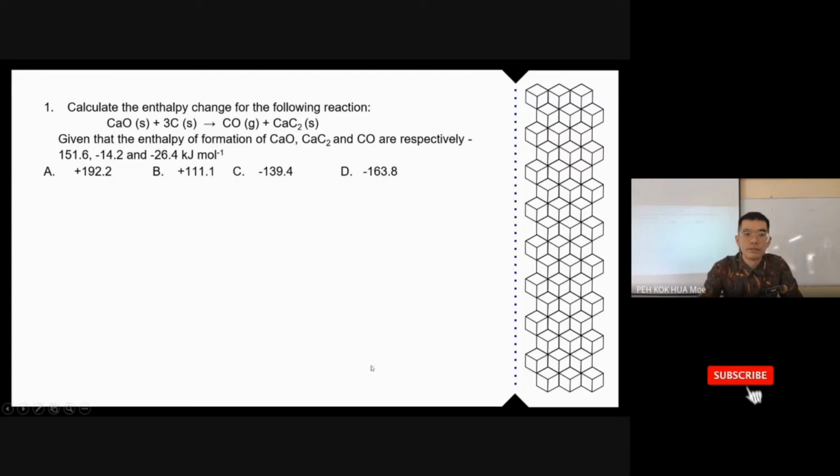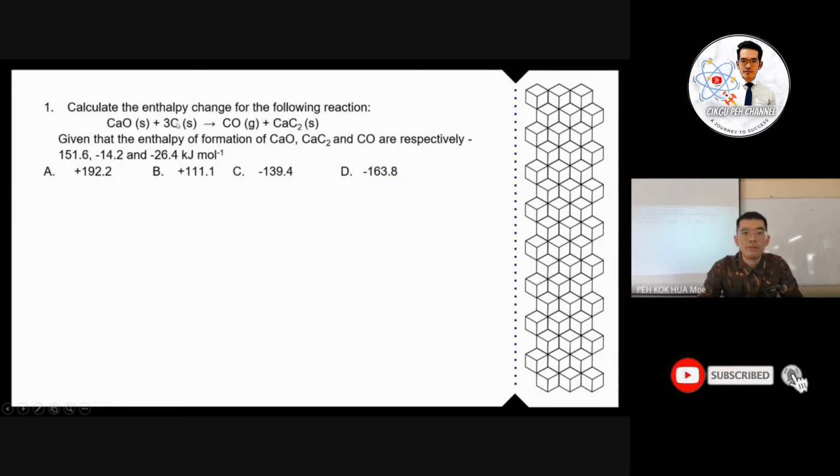Calcium oxide reacts with carbon and becomes carbon monoxide and calcium carbide, CaC2. The question gives the enthalpy of formation of calcium oxide, CaC2 and carbon monoxide. So the given values here are these three values. For this, what is the enthalpy of formation?